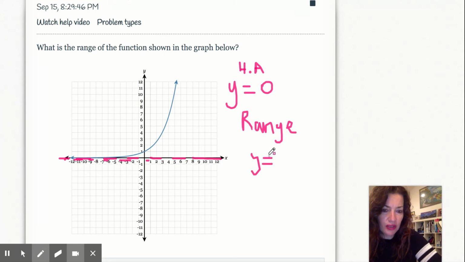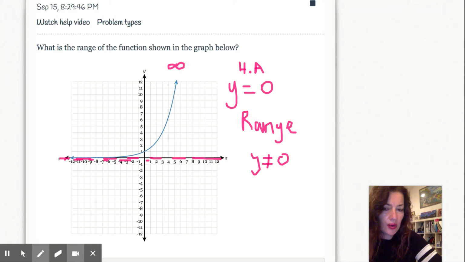Now, if you look at the graph, there is nothing below 0, and the graph extends above 0 and goes up to the top forever. If you recall from the last video, I mentioned anything that extends forever goes to infinity, whereas on the left side, when we're looking at it, the graph is going towards 0.